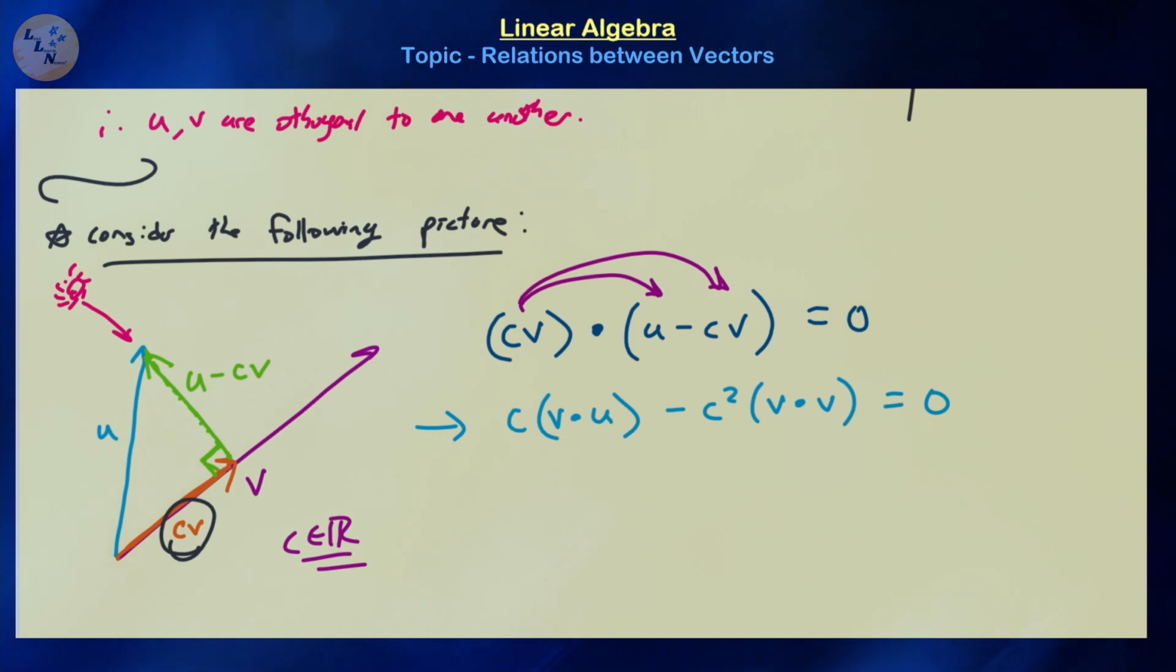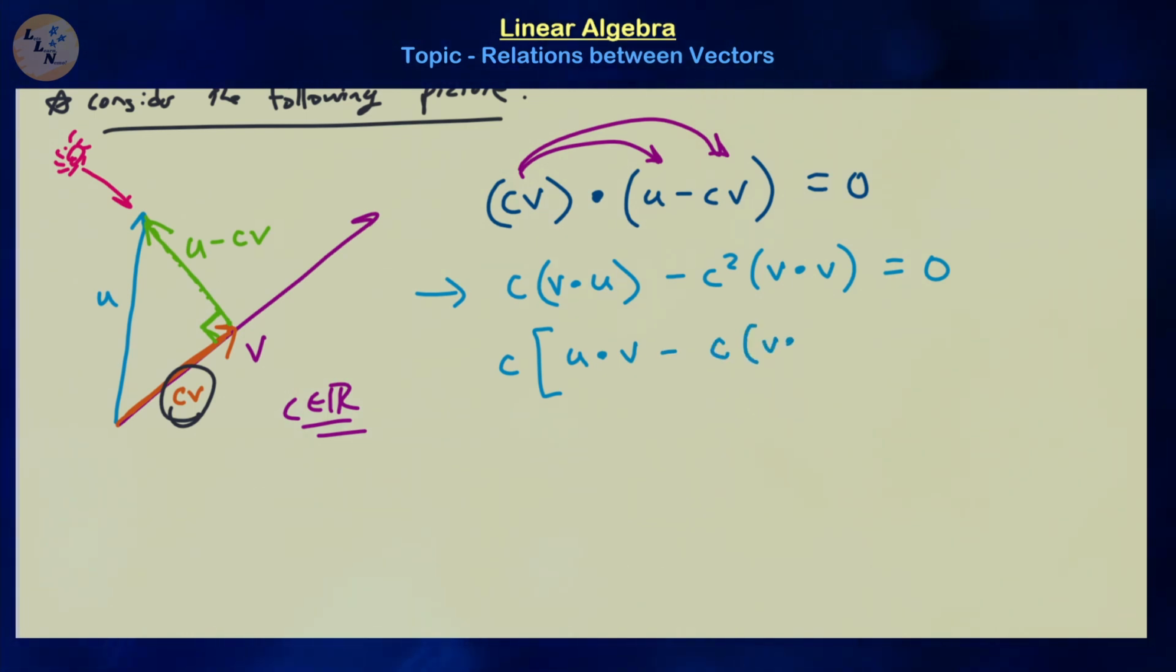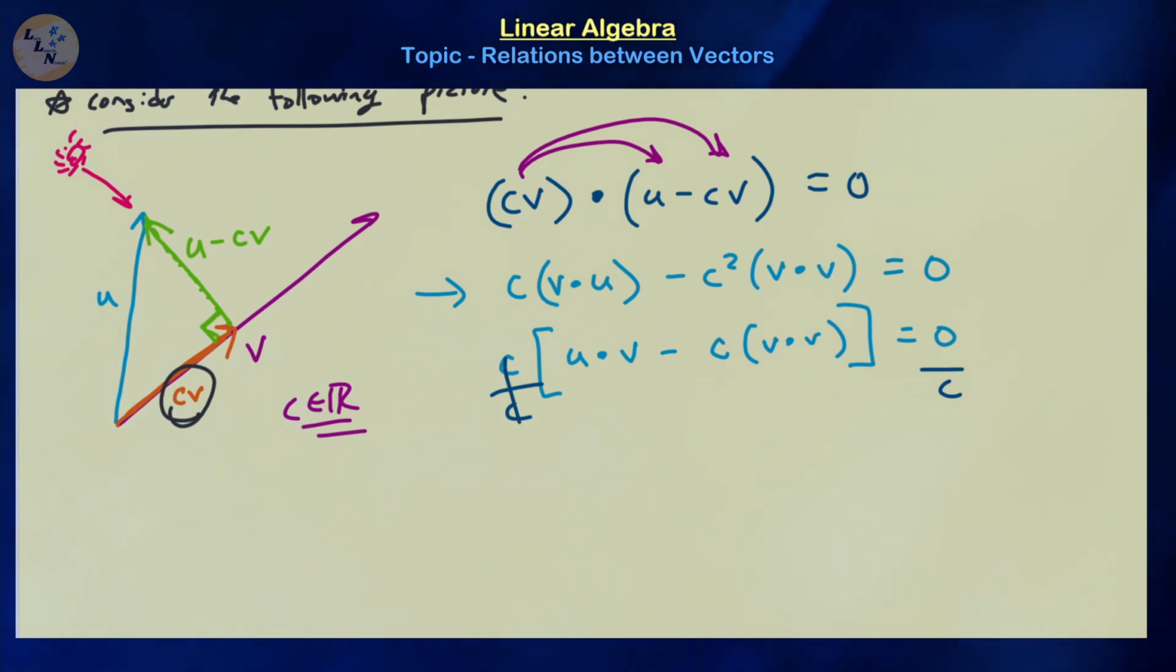So what can we do here? Keep in mind that v times u is the same as u dot v, and I can also factor out a scalar constant c. So that's going to give me u dot v minus c times v dot v, and this must be equal to 0. Let's assume that c is a non-zero constant, so I'm just going to divide both sides by c, and life is good. Clearly c is not equal to 0. That's an important mandate that we should have.